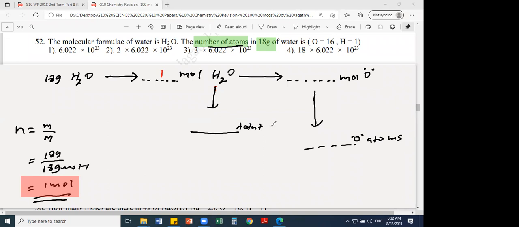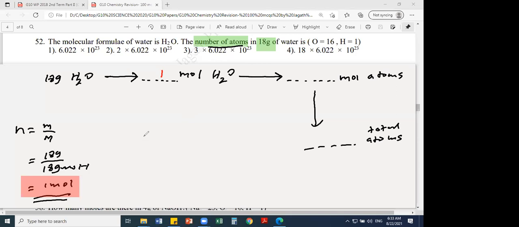Total atomic moles. I'll convert this, erase oxygen, and write here moles of atoms. Atomic moles, then here the total atoms. Atomic moles, total atoms. Last one: earlier I used only oxygen, but now because they're asking the number of atoms, it is total atoms.